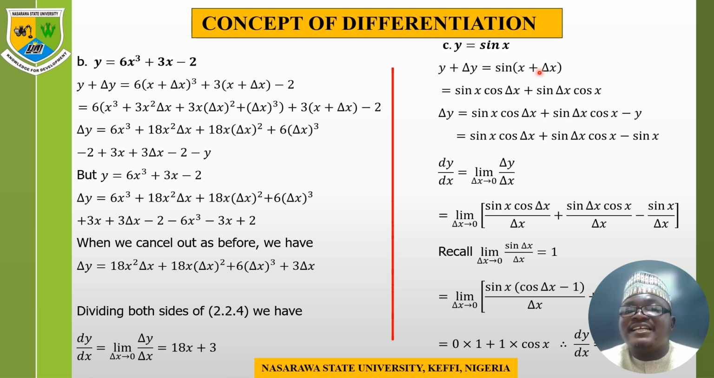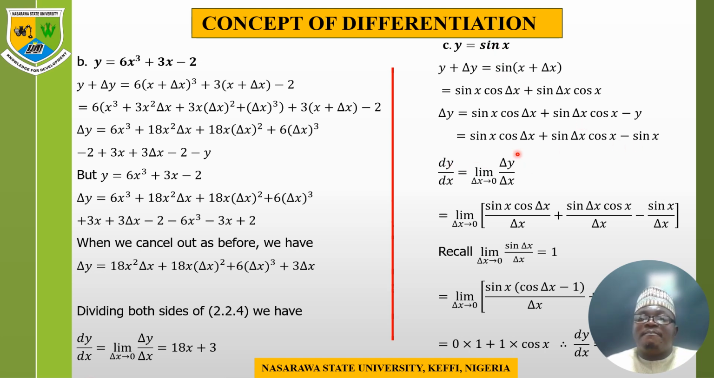Then after taking the expansion from the double angle formula, sine x plus the increment, you now assume this is your A, this is your B. Then if you replace this with what we have here, from the double angle formula, we are going to have these terms here. Then the next step, we carry y to the other side. That is why we have this, then minus the y we carry. And what is y? y is given as sine x. Look at sine x here.